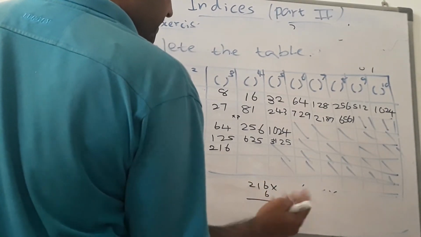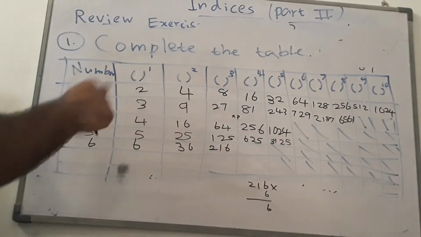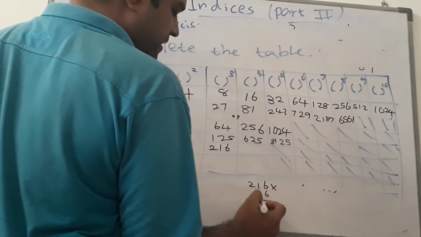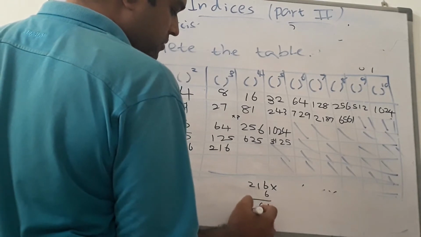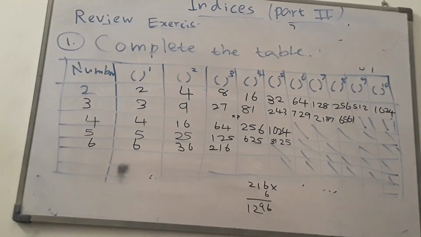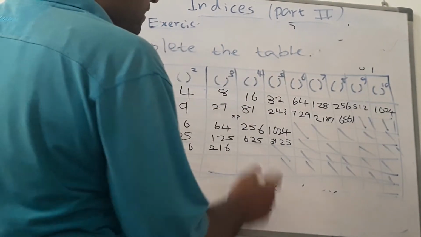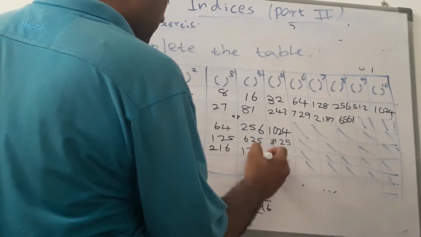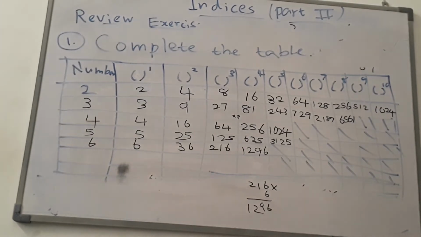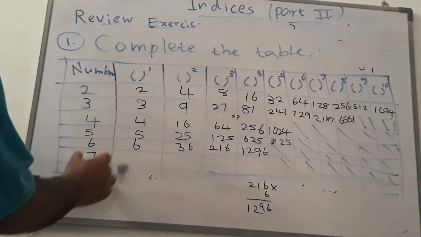6 times 6, 36, 3 can be carried over. 6 times 1, 6 and 3, 9. 6 times 2, 12. So it will be 1296. Our next number is 7.